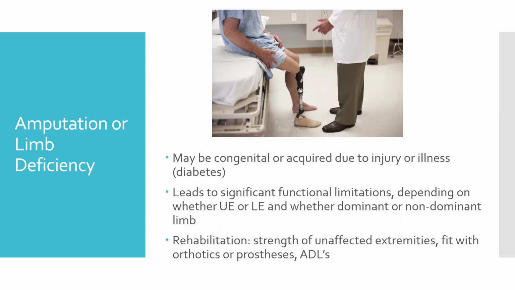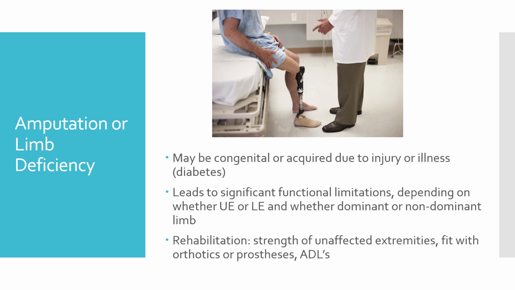Amputation or limb deficiency can be congenital, that is, present from birth, or acquired due to an injury or an illness. Diabetes is a leading cause of acquired lower extremity amputations due to the vascular and neurological complications that diabetes causes. The functional limitations depend significantly on several factors: whether the upper or lower extremity is affected, the level of the amputation, and whether it involves the dominant or non-dominant limb. Rehabilitation focuses on several key areas.